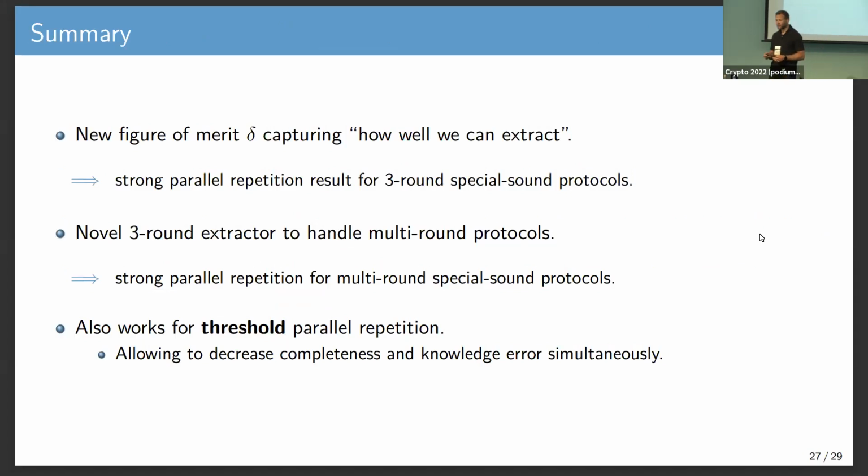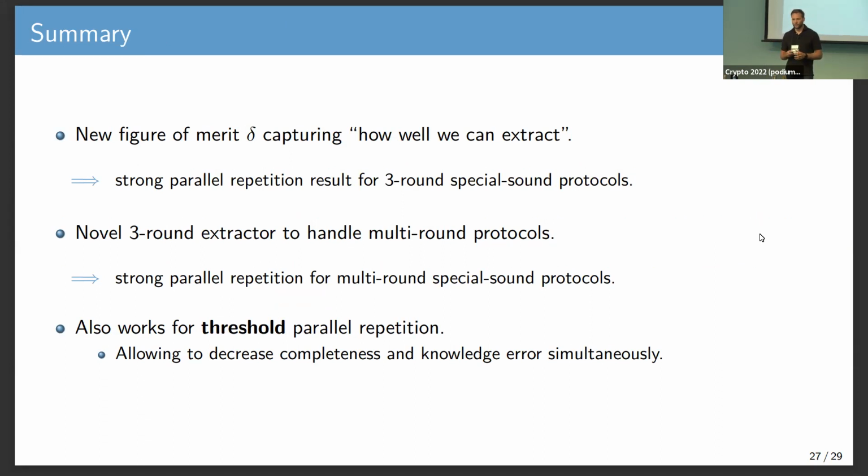So to quickly summarize, we introduced a new figure of merit, delta, this punctured success probability, instead of merely looking at the success probability, epsilon. This immediately gave a strong parallel repetition result for 3-round interactive proofs. When we go to the multi-round setting, we still had to make some adaptations, but we constructed a novel 3-round extractor for that case as well.